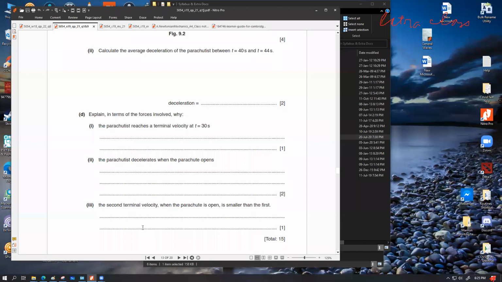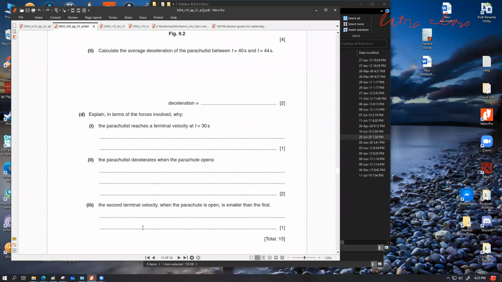Increased surface area. What does the increased surface area give us? More air resistance at a smaller speed. Beautiful description, but so yeah, there is a catch.